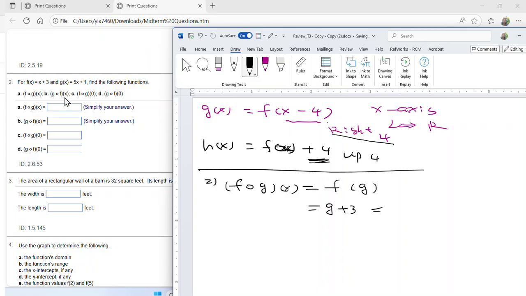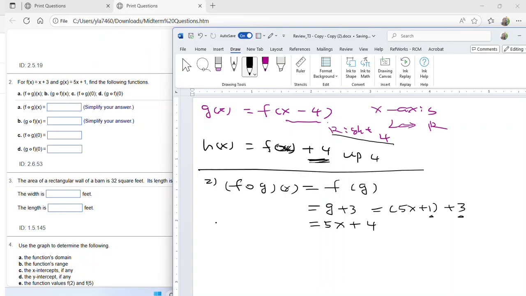g is 5x plus 1, so it is 5x plus 1, and then plus 3. And then you simplify this one, so that is 5x plus 4. You need to simplify your answer, which means you need to combine the like terms together. So that is f composite g.